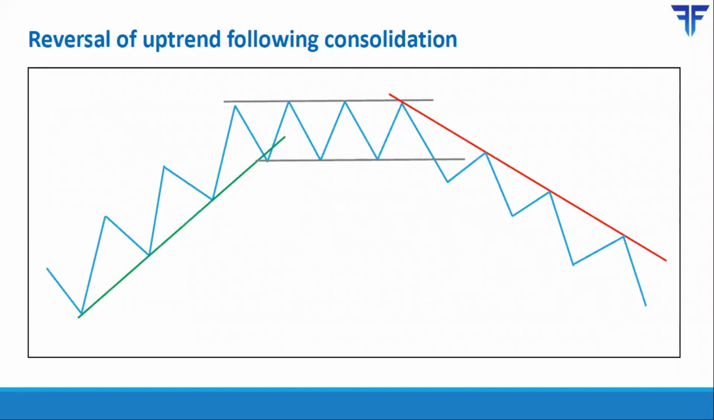The last way in which the trend reverses is reversal of uptrend following consolidation. So what happens is that after a strong rally wherein price consistently made higher highs and higher lows, indicating that the bulls or the buyers are in total domination, there comes a period wherein price starts consolidating in a sideways range. So following the sequence of higher highs and higher lows, you have a sequence of even highs and even lows. So the lows are more or less similar to the previous low, and the highs are more or less similar to the previous high.